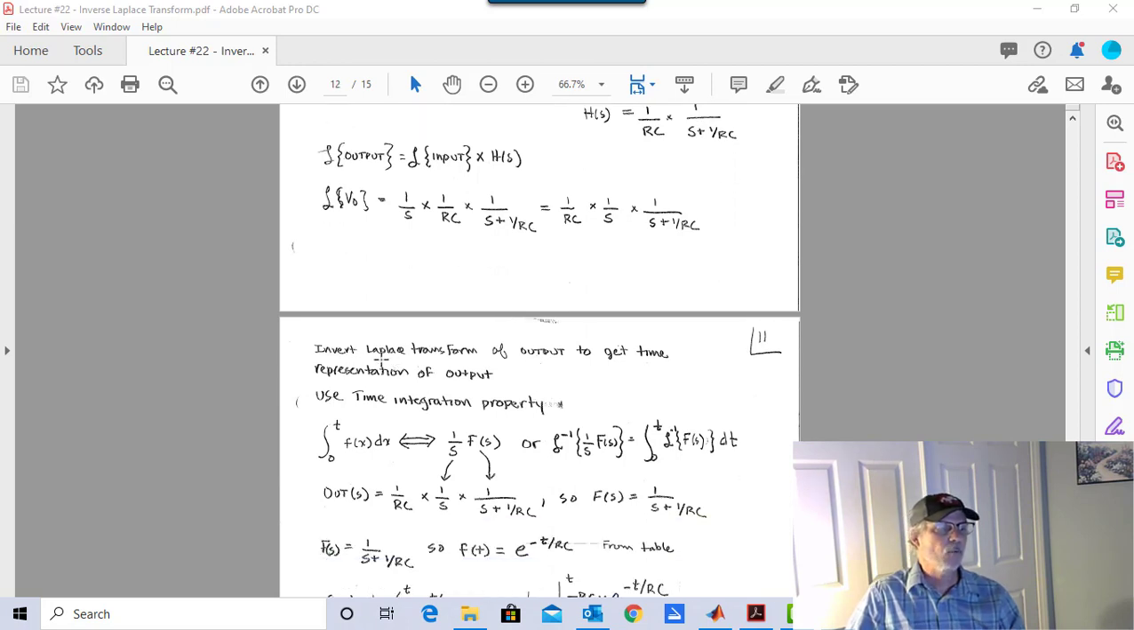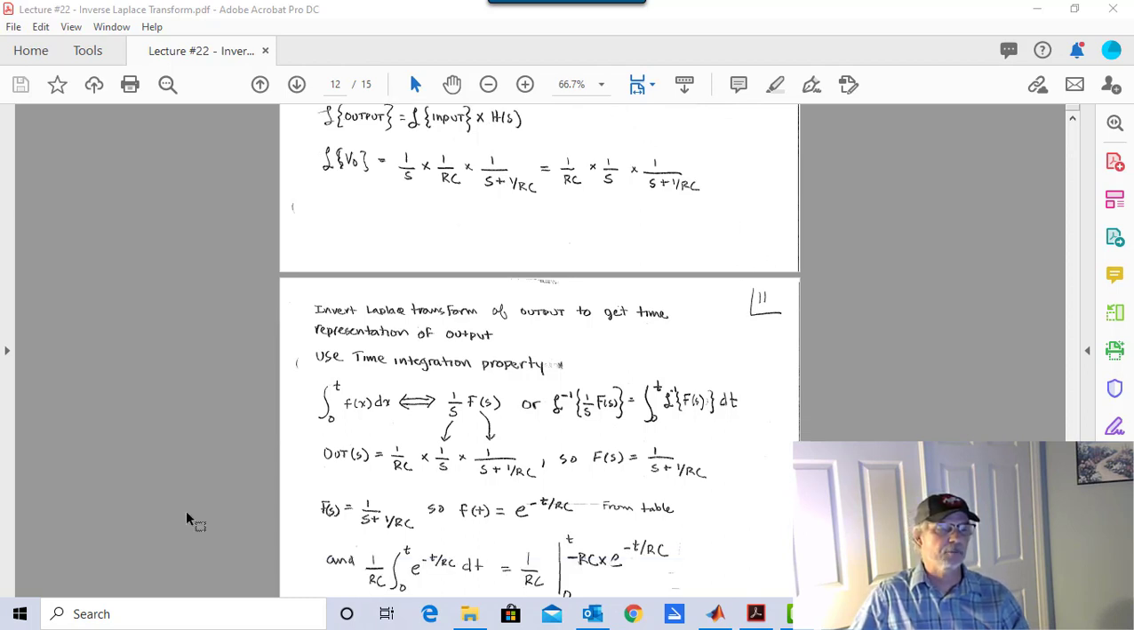So now we're going to invert the Laplace transform of the output. We're going to invert this right here, and that is going to give us our output signal in the time domain. And we're going to use the time integration property. Why am I using that? Because I see a nice, easy Laplace transform multiplied by 1 over s.